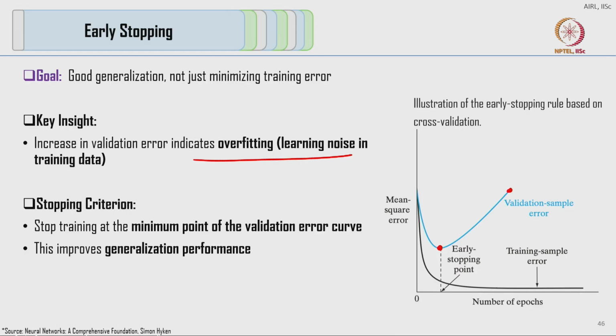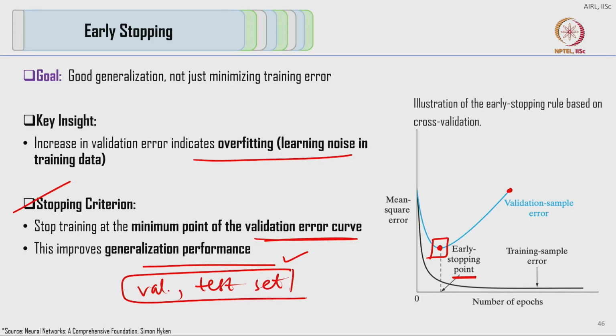Now in this particular case, if we observe that the validation loss starts increasing, the approach we could use is the stopping criterion, which is to stop the training at the minimal point of the validation error, which is this point, which we highlight as the early stopping point. If we stop at the early stopping point, we observe that the generalization performance increases. So the performance on the val set, performance on the test set is increased.